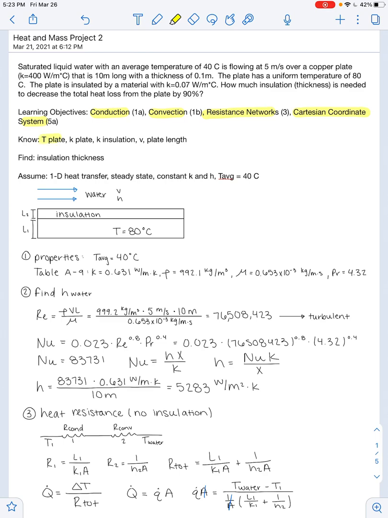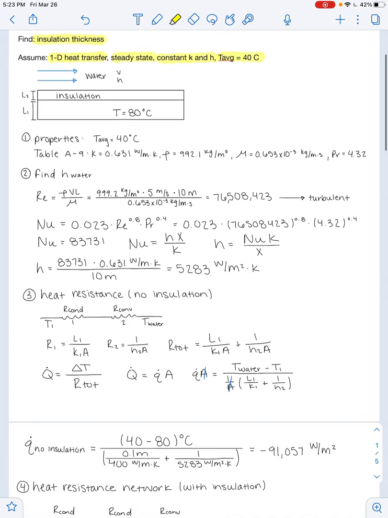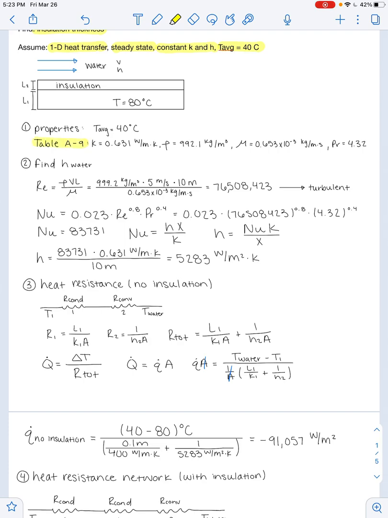And in this problem, we know the temperature of the plate, the K for the plate and the insulation, the velocity and the plate length, and we have to find the insulation thickness. We can assume 1D heat transfer, at steady state, that K and H are constant, and the average temperature is 40 degrees Celsius. And using that average temperature in table A9, we can find the properties of water.